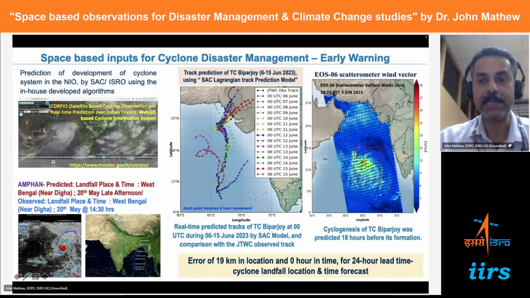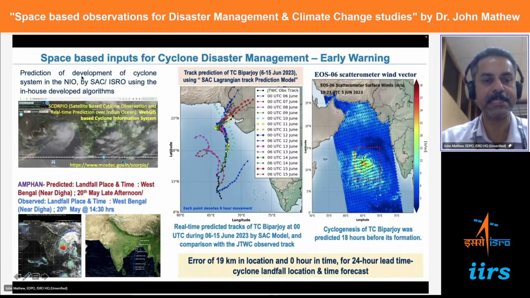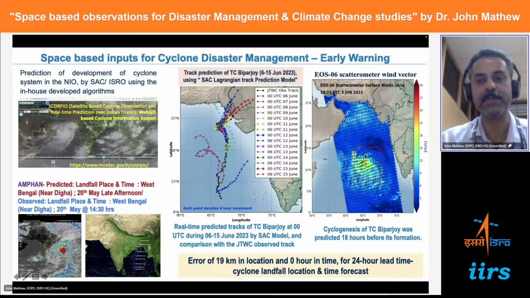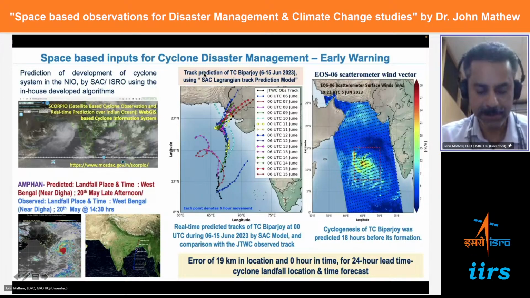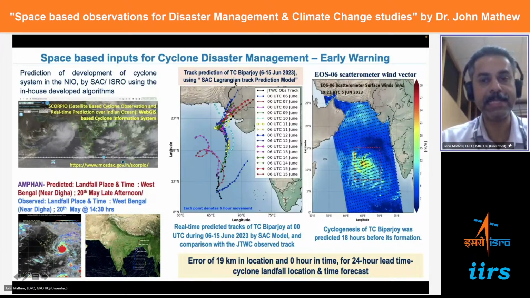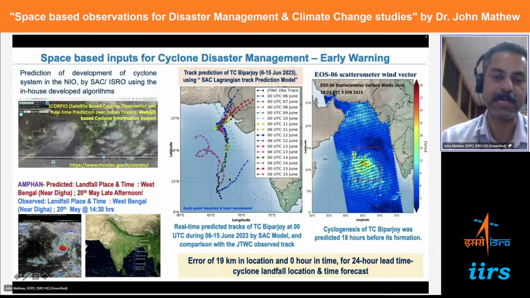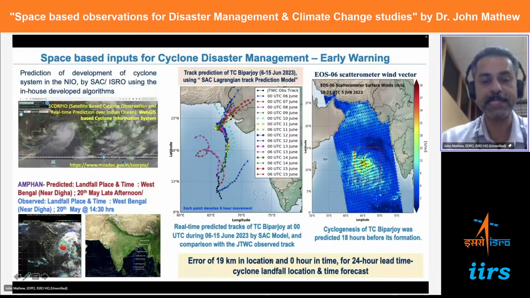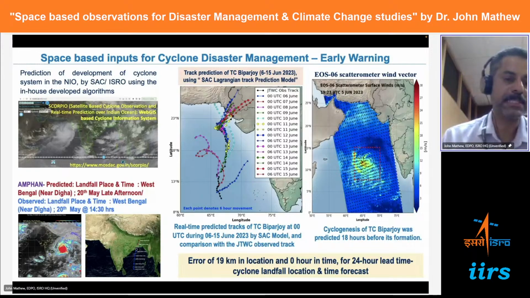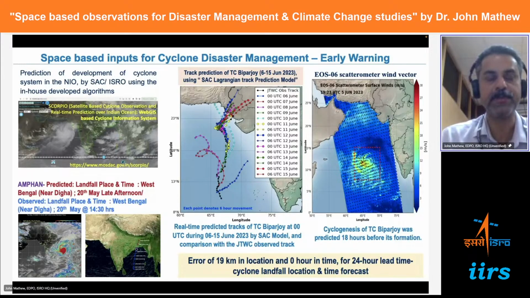And SAC, the Space Applications Centre at Ahmedabad, is engaged in developing such algorithms, and they could predict the formation 18 hours before the formation of the cyclones. And SAC also has the Lagrangian track prediction model, and they could predict the track of the cyclone, which showed a very close match with the observed track. And even the landfall location and time were predicted very accurately. So this is how ISRO is engaged in support for disaster management with respect to tropical cyclones.